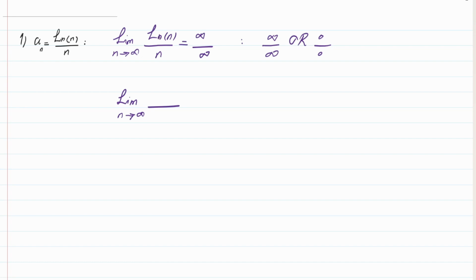The derivative for the numerator, natural log of n, is just 1 over n, and the derivative for the denominator, n, is simply 1. So we have the limit as n approaches infinity of 1 over n, and we know that this limit is equal to 0. So since the limit is equal to 0 and it's a specific value, we can claim that this sequence is convergent.